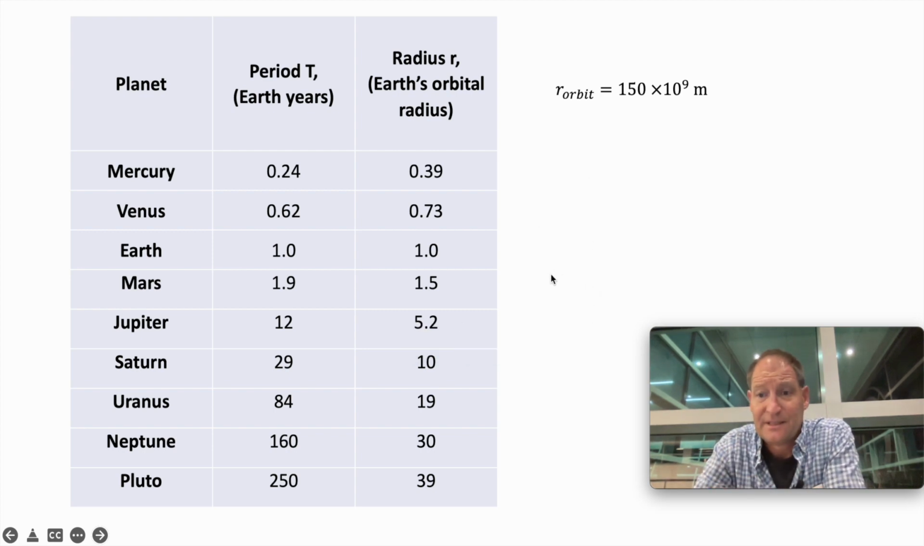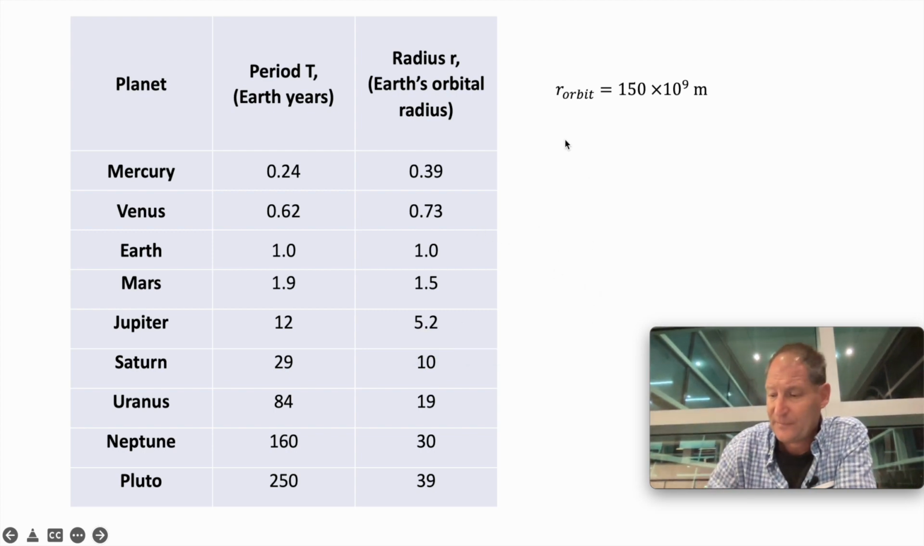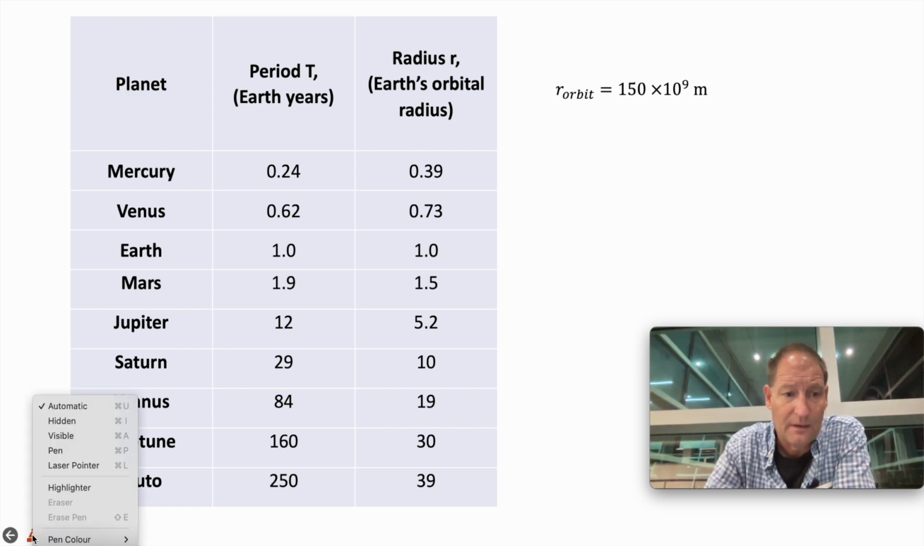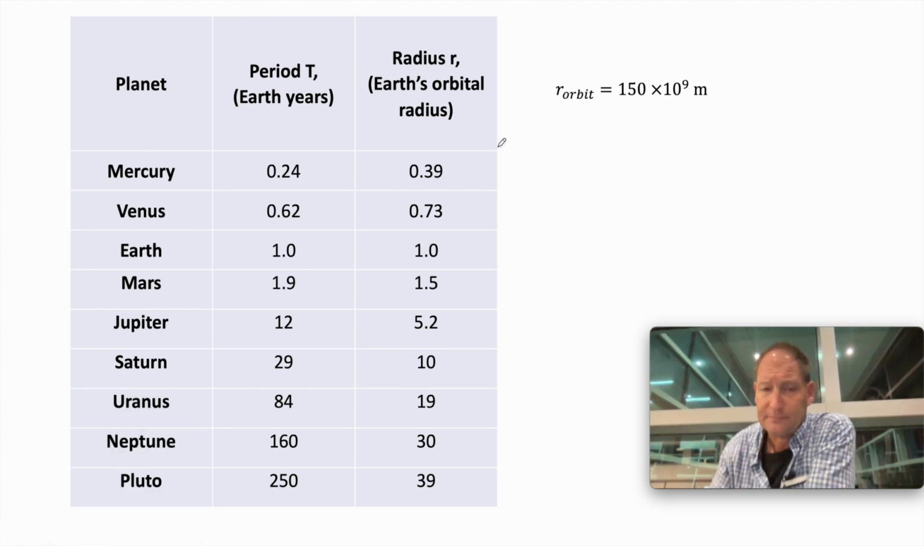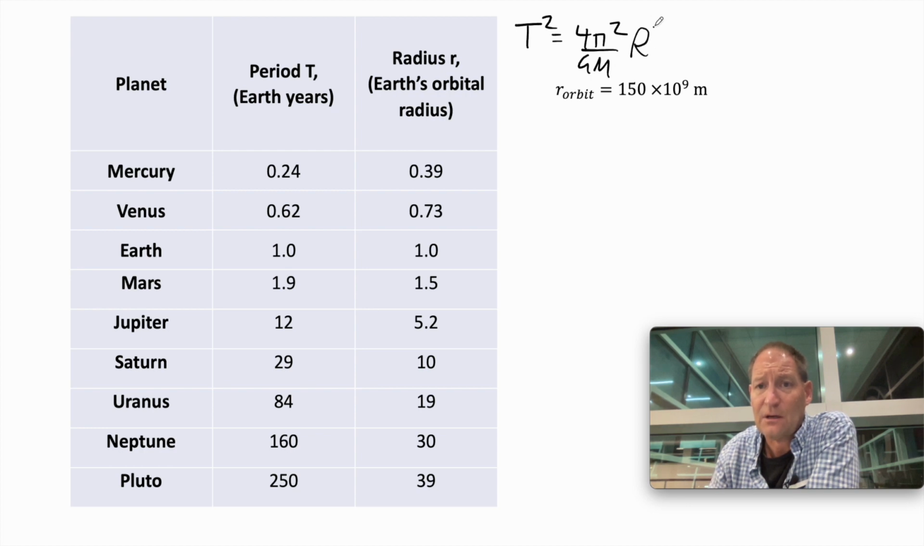So we can do data analysis on this. You can prove all this. Okay. For Kepler's third law, remember what it is. It's T squared is equal to 4 pi squared over GM r cubed. So what you can do, this is all based on the Earth's orbital radius. So let's take Jupiter, the king of the planets, right?